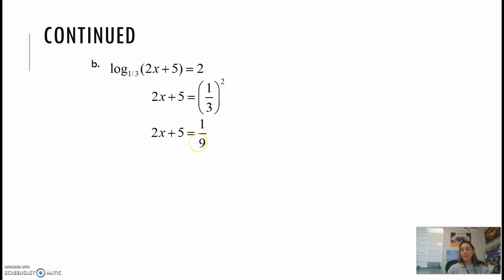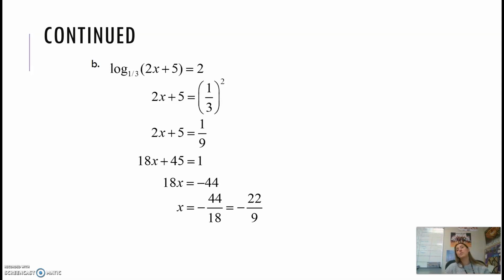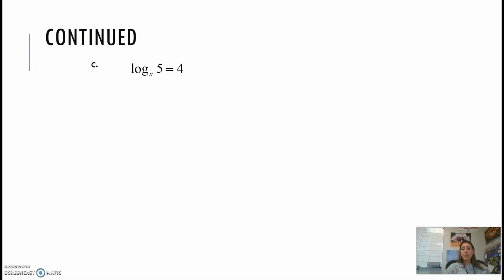So if we multiply both sides by 9, then we end up with 18x plus 45 is equal to 1. Now that's a little bit easier to solve and a lot less steps. Subtract 45 from both sides, and we end up with 18x is equal to negative 44. We divide both sides by 18, and we get negative 44 divided by 18, which reduces down to negative 22 over 9. So then our solution set is going to be negative 22 over 9.